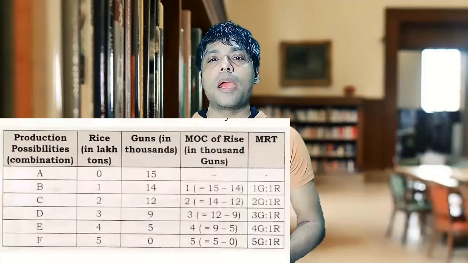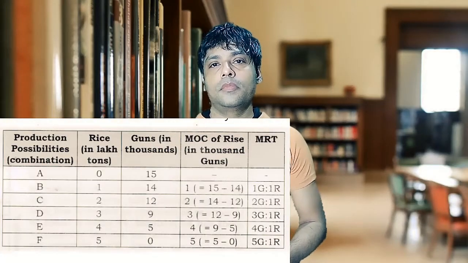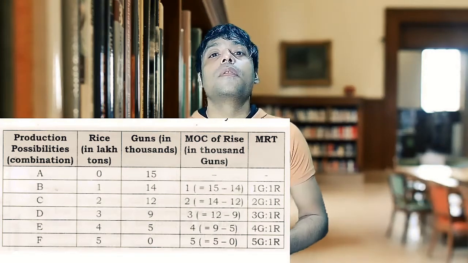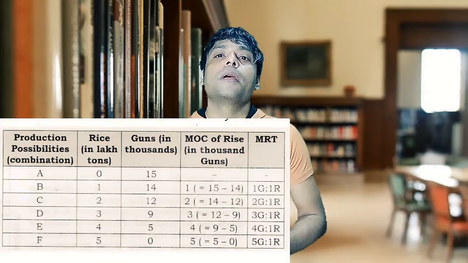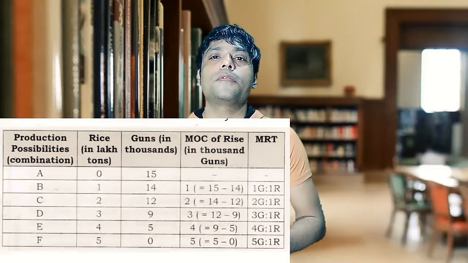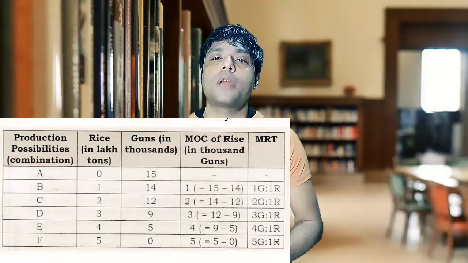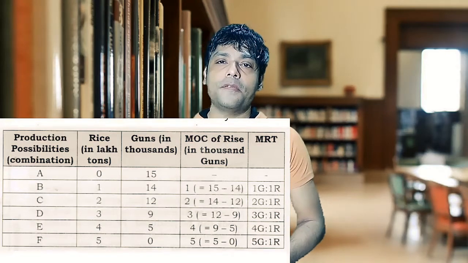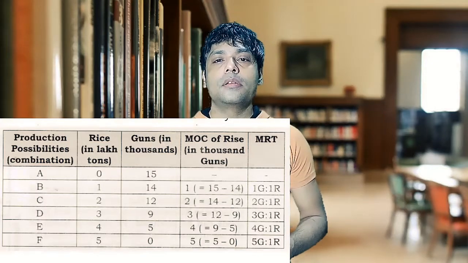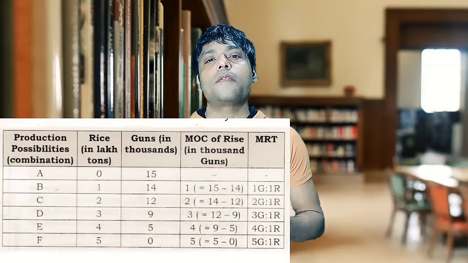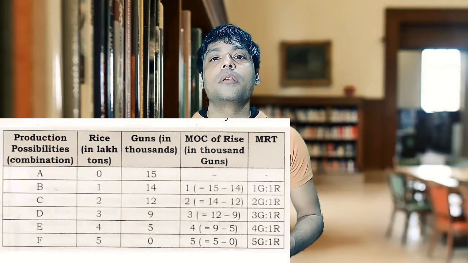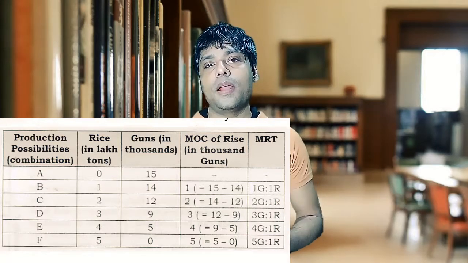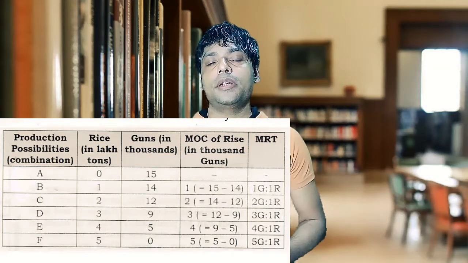In the fourth column, MOC of rice is shown. In combination B, it is 1 because we shift from combination A to B. We have sacrificed 1 unit of gun to produce 1 unit of rice. As we shift from B to C, we have sacrificed 2 units of gun to produce 1 unit of additional rice. Therefore, this time the MOC is 2. In this manner, we have to calculate the marginal opportunity cost.